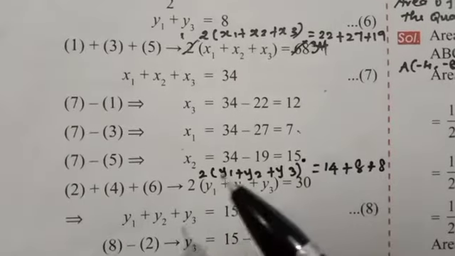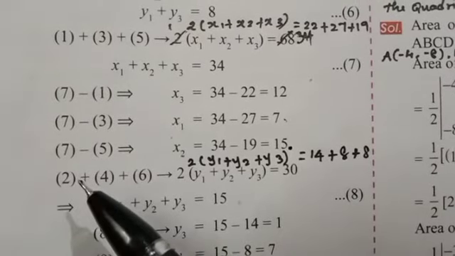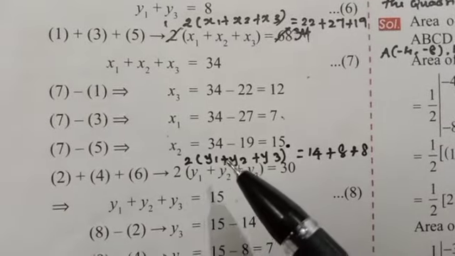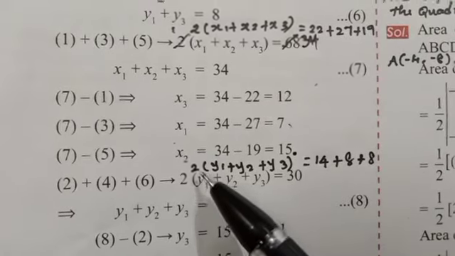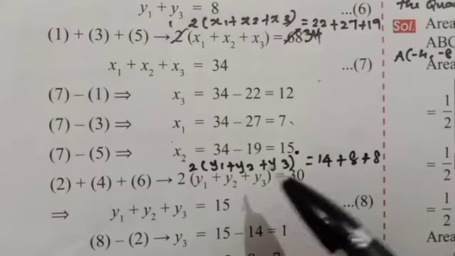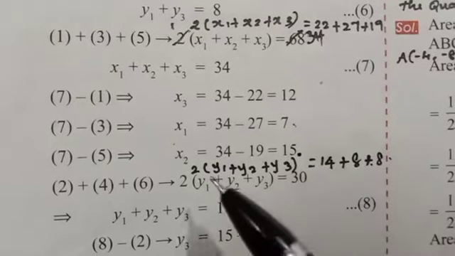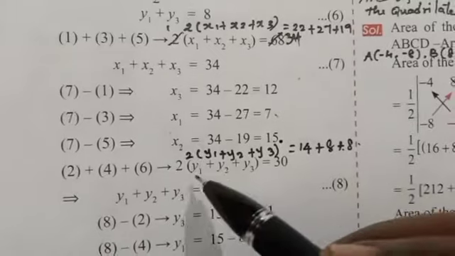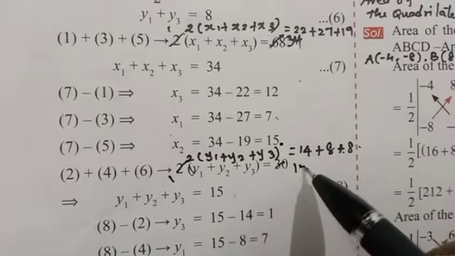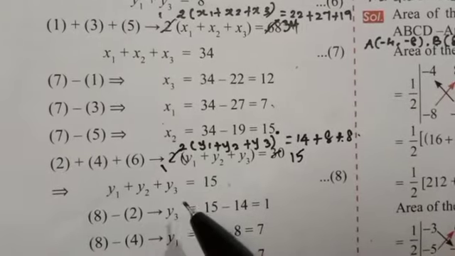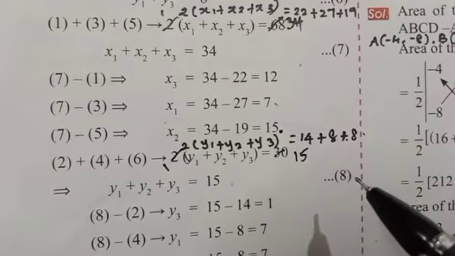Okay, students. The same way you have to find it for the y equations. We have to add equations 2, 4, 6. So we get 2y1, 2y2 and 2y3. So that is 2 into (y1 plus y2 plus y3), which is equal to 14 plus 8 plus 8. So you have to cancel, 1 2 is 2, 15 2s are 30. So y1 plus y2 plus y3 is equal to 15. It is called equation number 8.